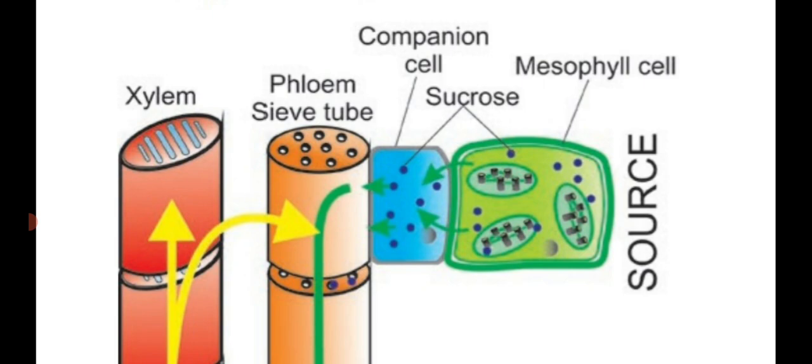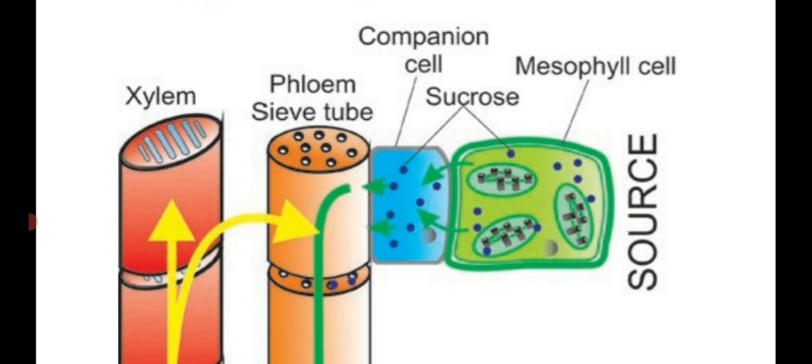which are most probably present in the mesophyll tissue region of a leaf. What is a mesophyll cell? The region of tissue which is present between the upper epidermis and the lower epidermis is known as the mesophyll cell. They prepare the food material in the form of starch.